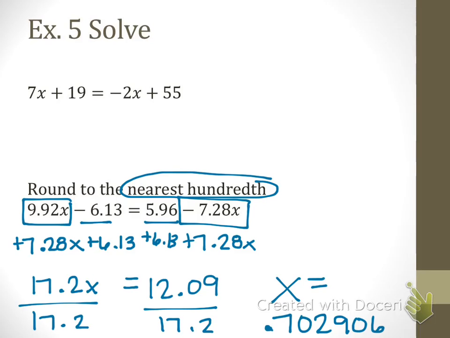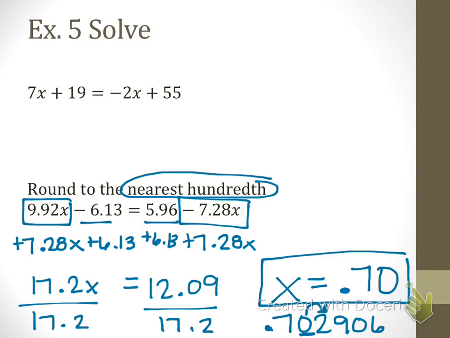0. And what you do is you look to the number after it. If that number is 5 or bigger, you round the 0 up. If it's 4 or less, the 0 stays the same. So the number behind it is 2. So the 0 stays the same, and my answer is x equals 0.70. Okay?